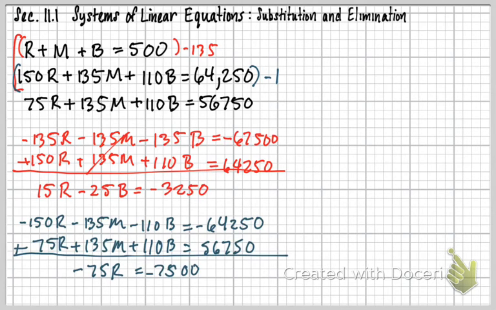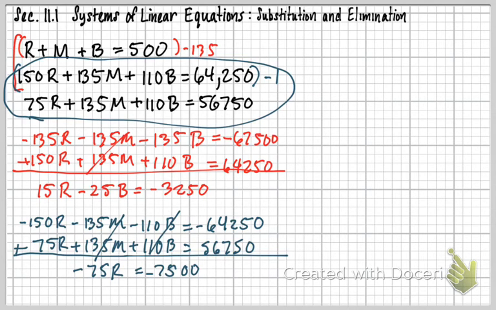What was nice when I took the second two here, it got rid of the M's and the B's. That just left us with negative 75R equals negative 7,500, which then R is going to equal 100. So the nice thing about that is I can just back substitute from there. I don't have to add again. So I can just go back to the equation above that one that I came up with, this one here, and plug in 100 for R now.